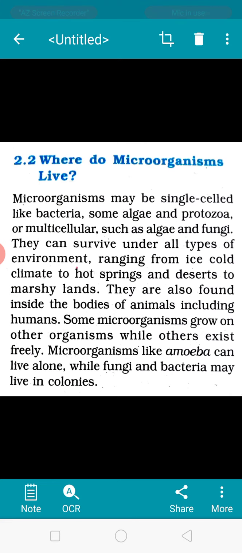These microorganisms can be unicellular or multicellular. Unicellular means single-celled microorganisms, and also multi-celled microorganisms. Examples of single-celled or unicellular microorganisms are bacteria, protozoa, and also some algae. But examples of multicellular microorganisms are most of the algae and also fungi.